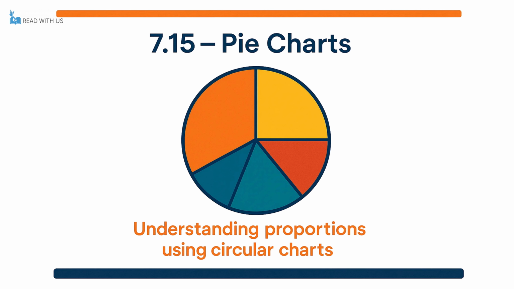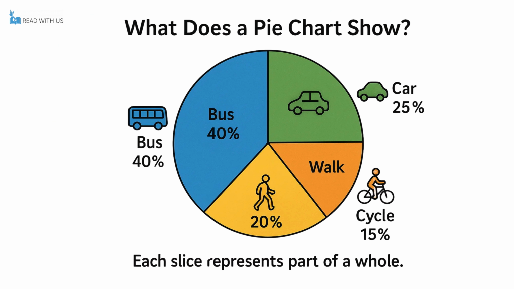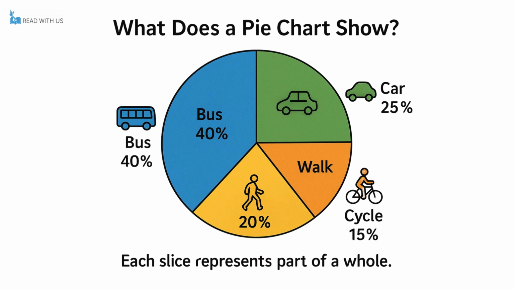In this lesson, we are learning about pie charts. Pie charts are circular charts divided into slices, where each slice represents a part of the whole. They are used to show how different categories compare to the total. For example, if we want to show how students travel to school, we can use a pie chart to show what percentage come by bus, car, walk, or cycle.